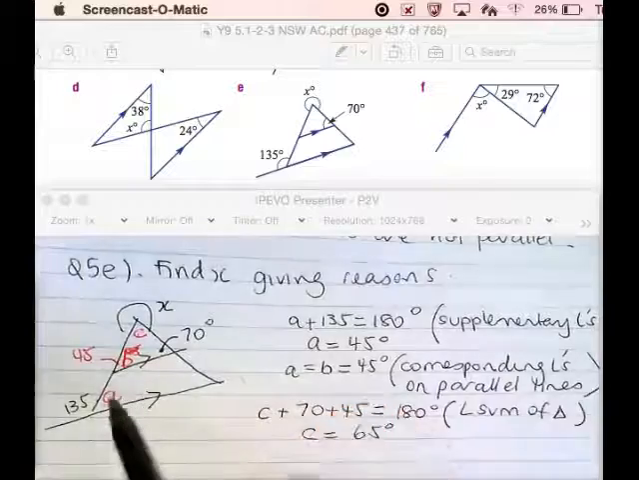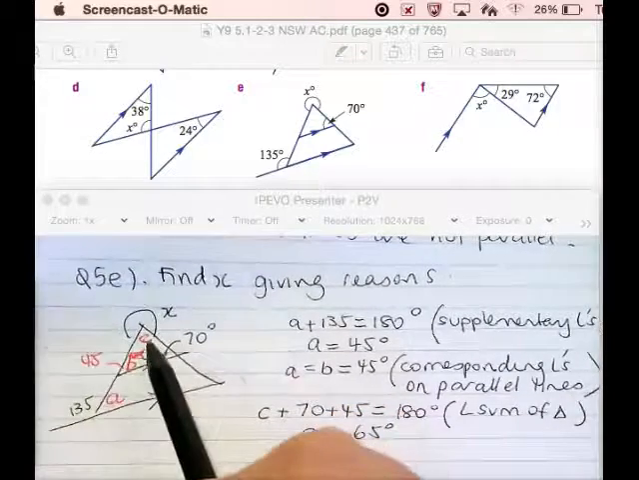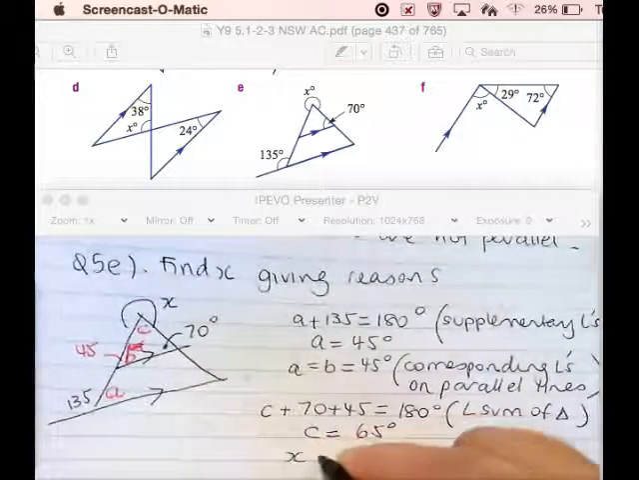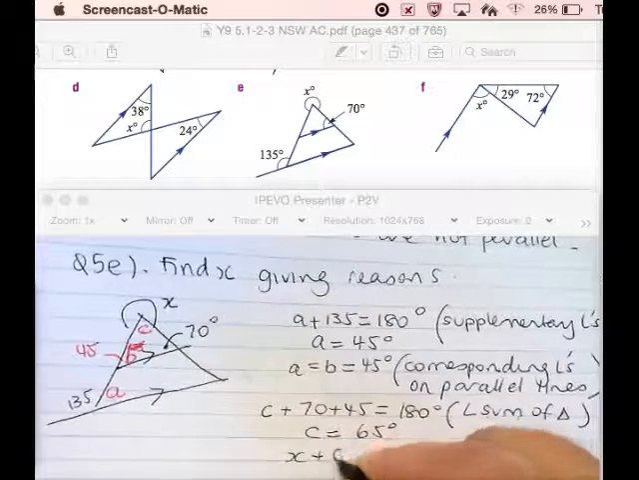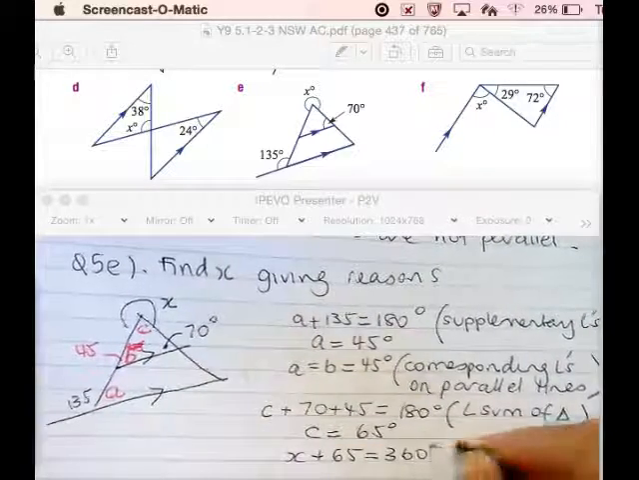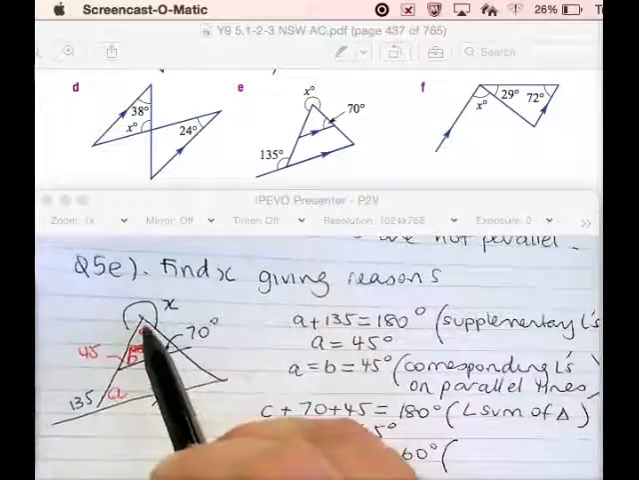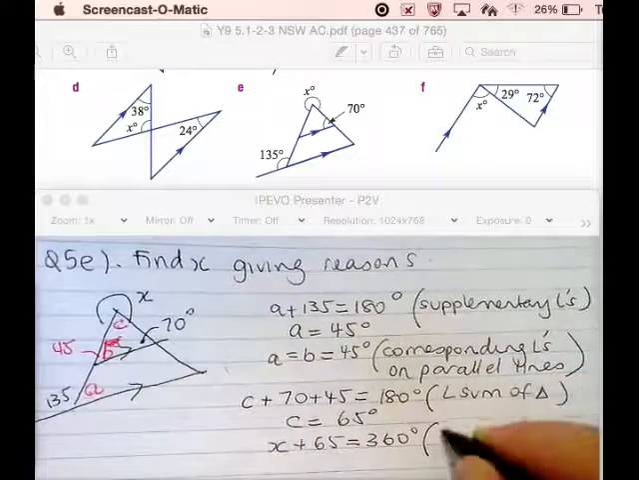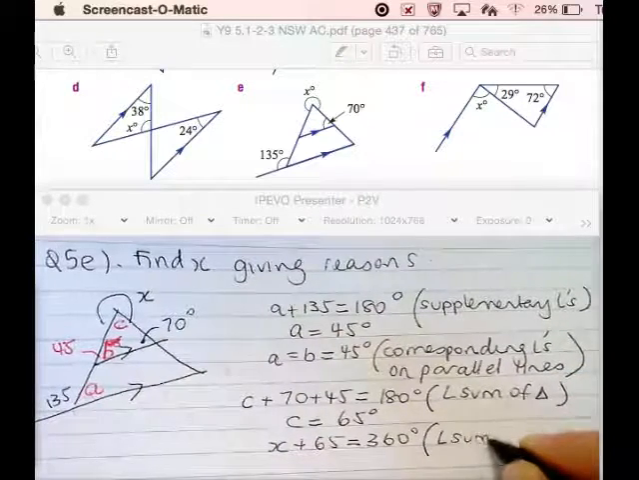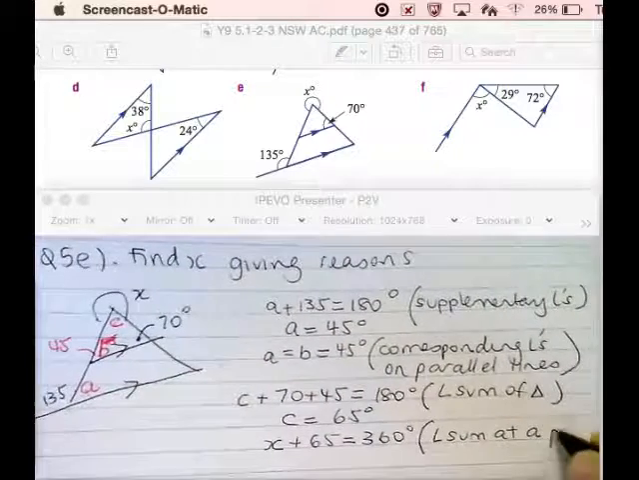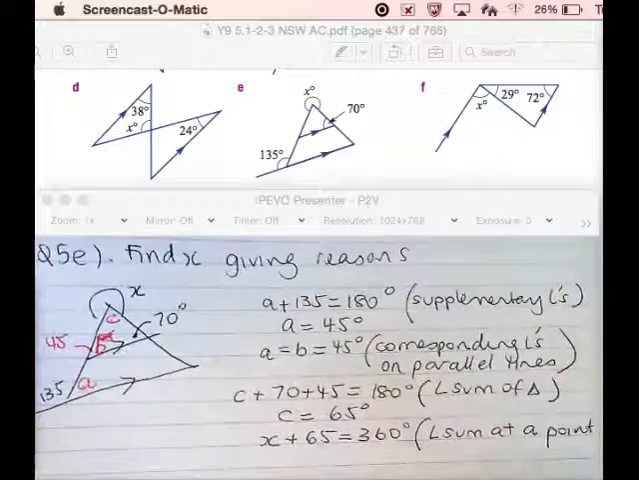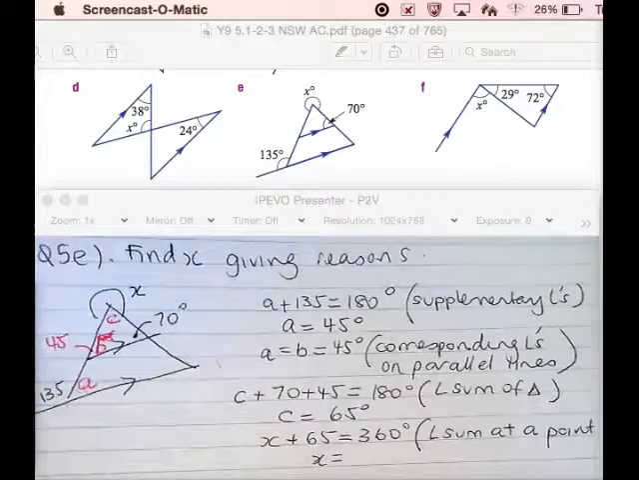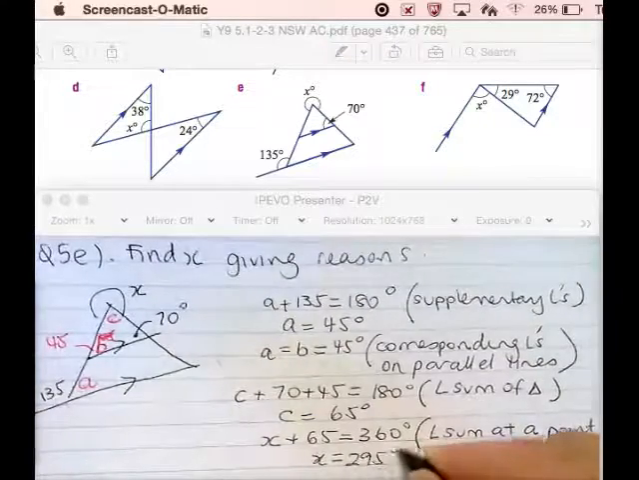So, girls, we put the a there, we put the b there, we put the c there, and we work them out. What's next? 360 minus 65. So x, you can go x plus 65 is 360 if you want, because now we know that that's 65. Reason? Angles, sum at a point. So angle sum at a point. So therefore x is 360 minus 65, which is, I think, 295.